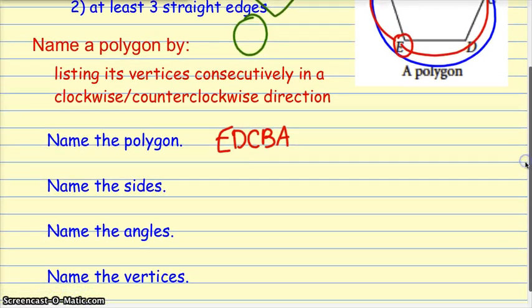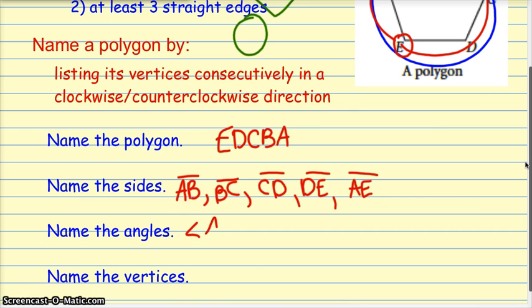Naming the sides. Sides are line segments. So we could have side length AB, BC, segment CD, DE, and AE.